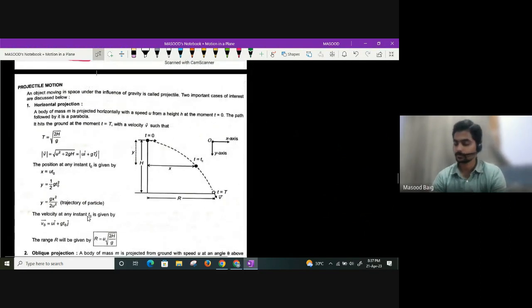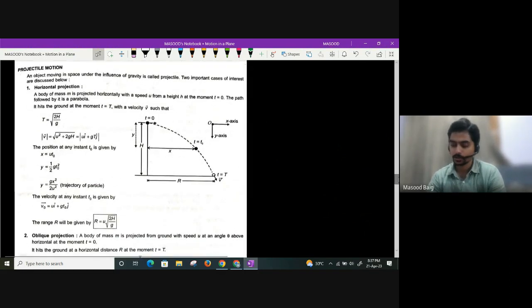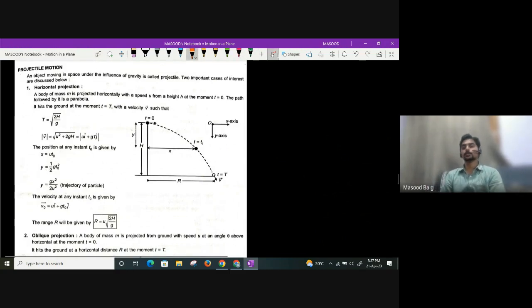Yes or no? Let me discuss horizontal projection, guys. So what is the meaning of projectile again? You take any object, if it is either moving in plane or in space, right? Plane means 2 dimension. Space means 3 dimension, 4 dimension, 5 dimension, whatever it may be.